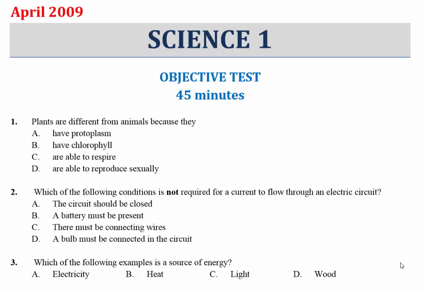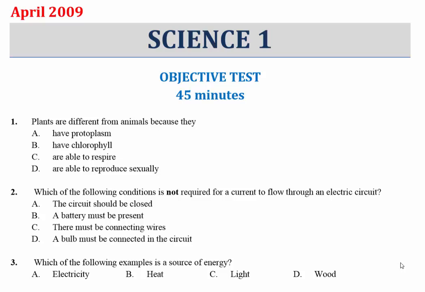The first question: plants are different from animals because, and the answer is B, they have chlorophyll. Question 2: which of the following conditions is not required for a current to flow through an electric circuit? The answer is D. A bulb must be connected in the circuit. It's not required.